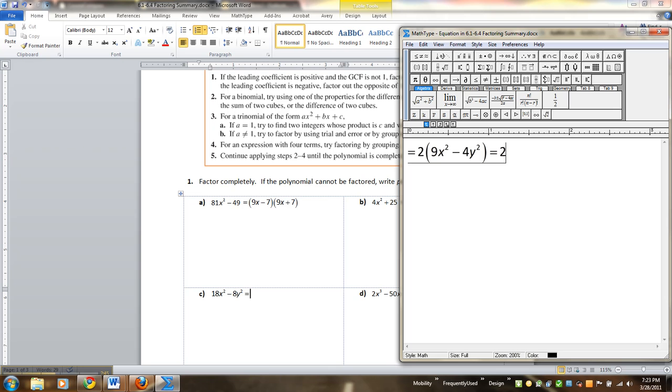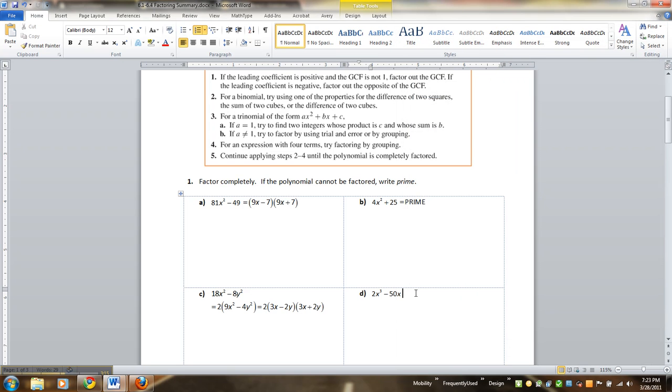So the answer's got to be 2 out in front, then I need 2 sets of parentheses. I'm going to have to do 3x and 3x because 3 times 3 makes 9. I'm going to need a plus and a minus. That way I'll get the outers and inners to cancel. And it's got to be 2y because 2 times 2 would make 4 and y times y would make y squared. So that right there is the answer. Remember, you should be able to FOIL this out and get back what you had, which you can.